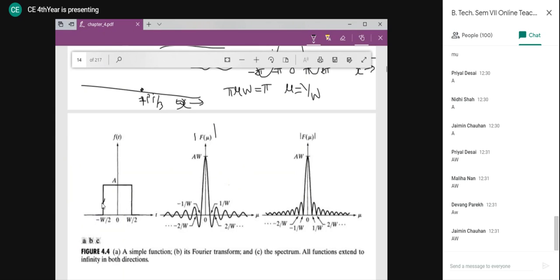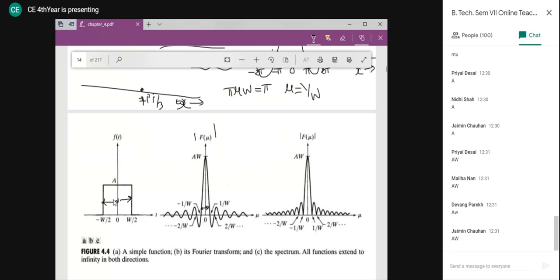What is W? W is the width of my rectangle pulse. How does it relate to my sync pulse? It is also related to the width and the height, of course, of my sync pulse.